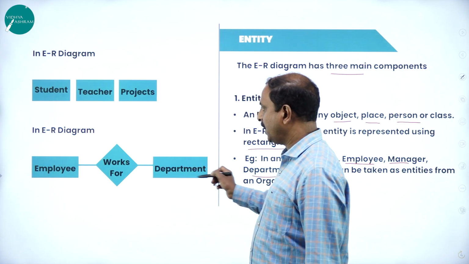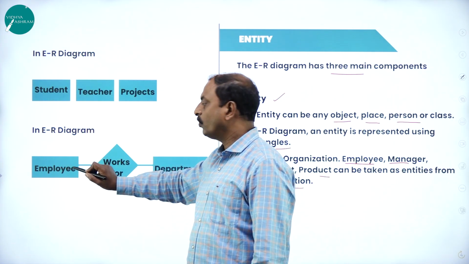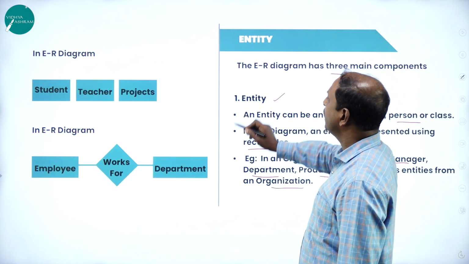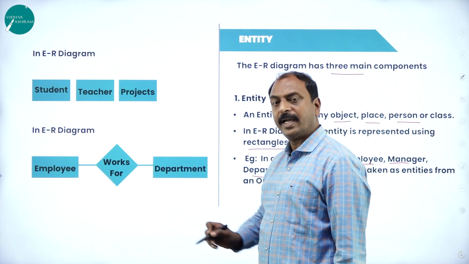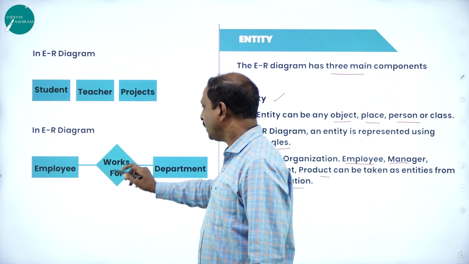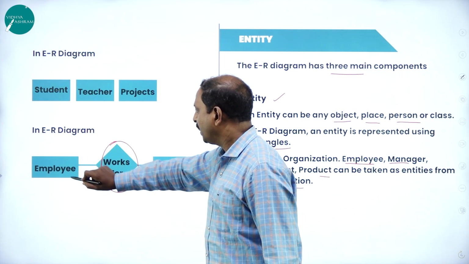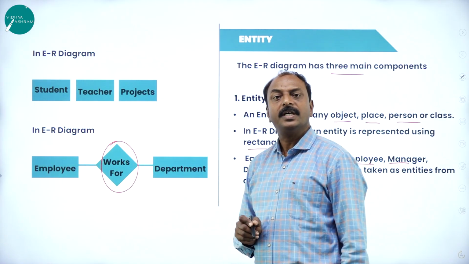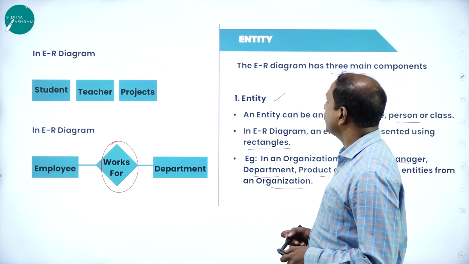Department is one entity and the employee is another entity. We are going to connect these two entities through a relationship, that is the entity relationship diagram. So what is the relation here? Here an employee works for one department. So this is entity. Now let us see the next definition.